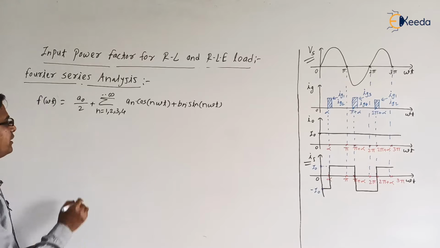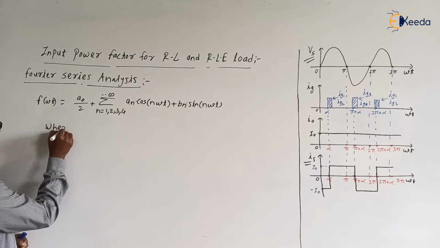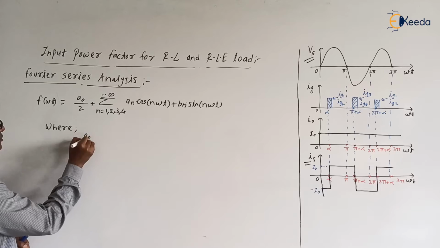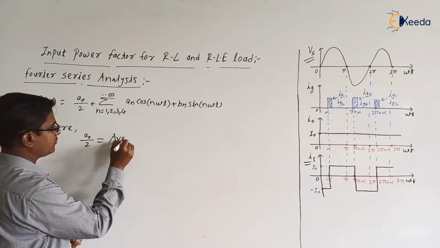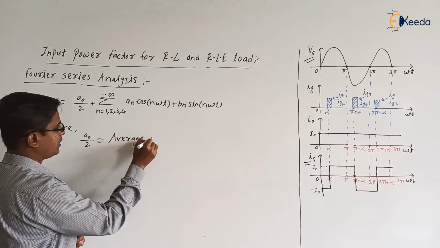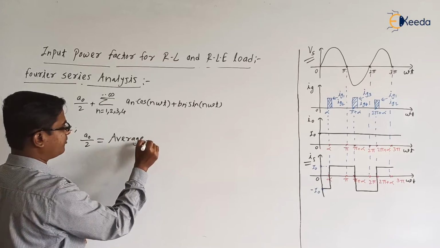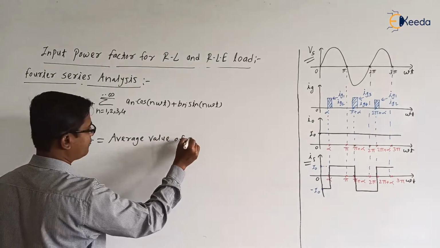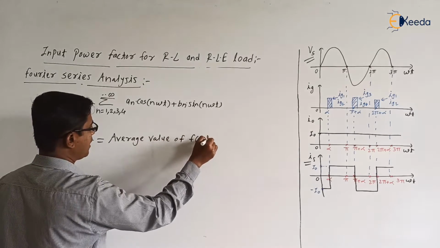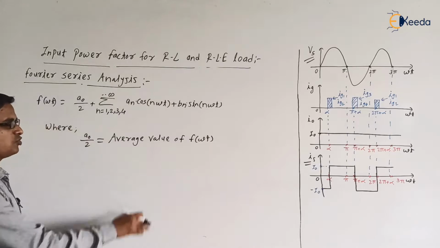Where a0 by 2 is the average value of f of omega t. The average of f of omega t is a0 by 2.